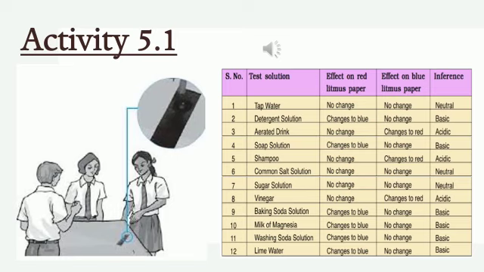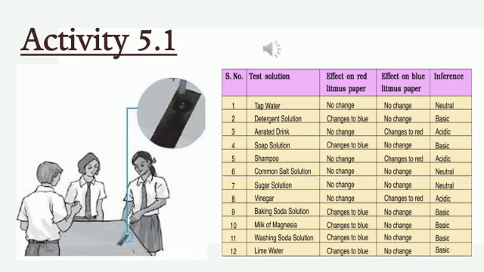What about vinegar? Vinegar is changing its state to red. Okay, so blue litmus paper is turning to red. That means it is acidic. What about baking soda solution? It changes to blue. That means it is basic in nature.